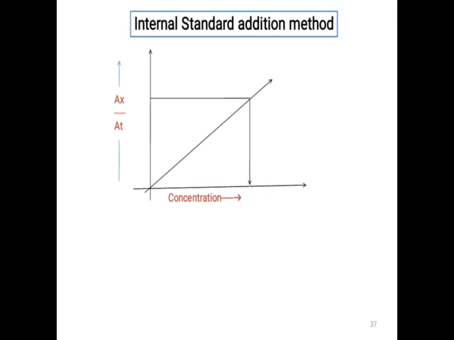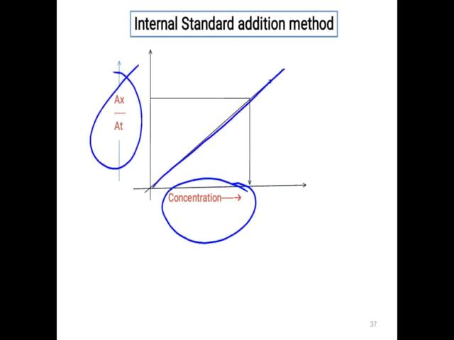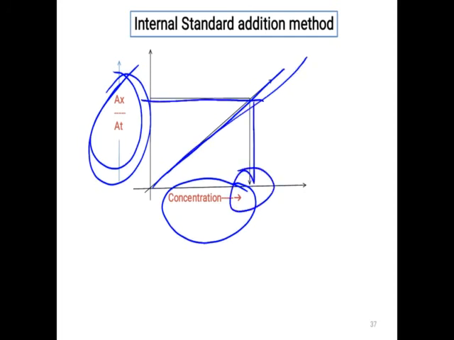This is the internal standard addition method, where we plot concentration against AX by AT. Then we get a straight line passing through the origin. By finding the AX by AT of the unknown sample, we extrapolate on this graph and then extrapolate to the x-axis, and we get the concentration of the unknown sample present in the given sample. Okay, so in this way we can go for the quantitative analysis.